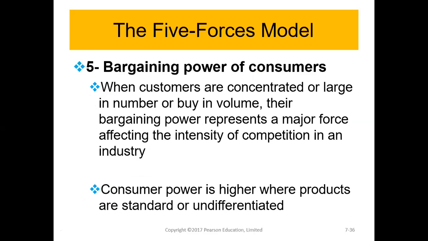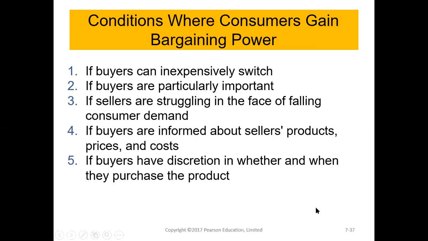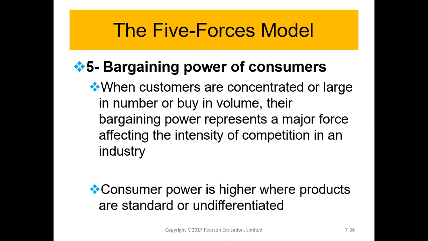The last force is about the bargaining power of the consumer. When the customers are concentrated or large in number, or they buy in volume, then their bargaining power represents a major force that affects competition in the industry. And we have to consider that the consumer's power is very high when the products are standard and undifferentiated. What does it mean?